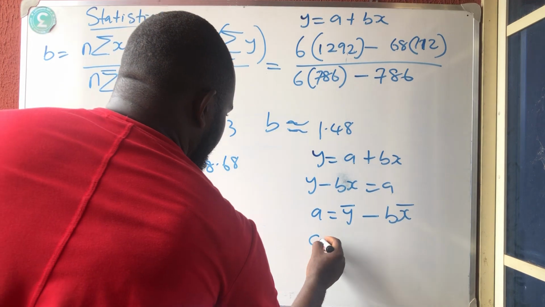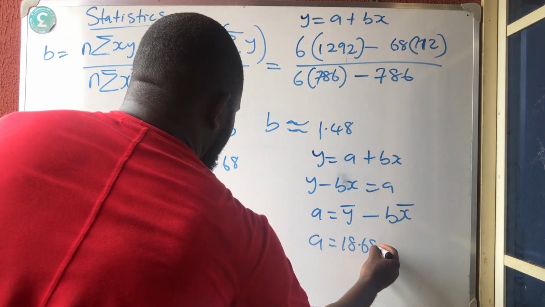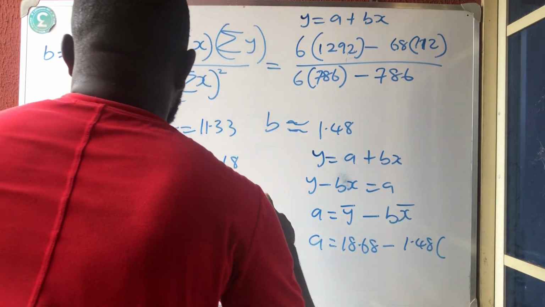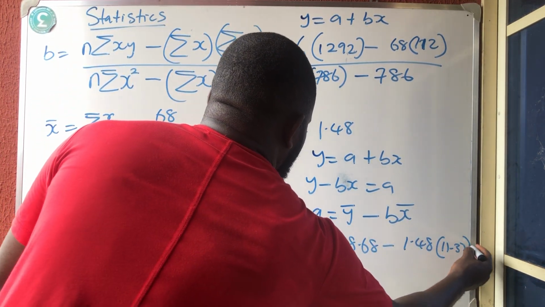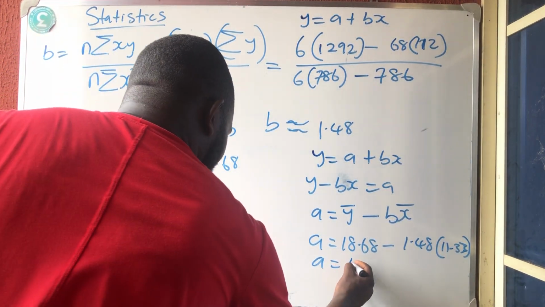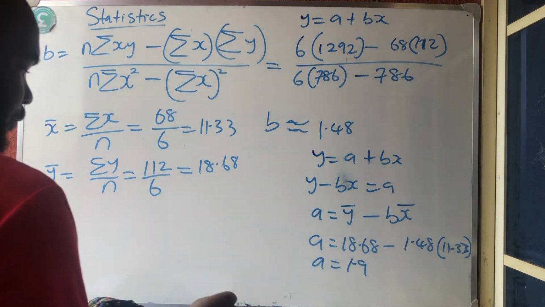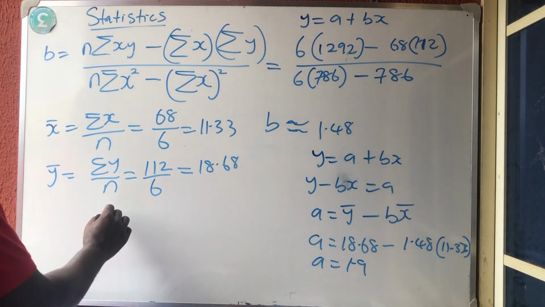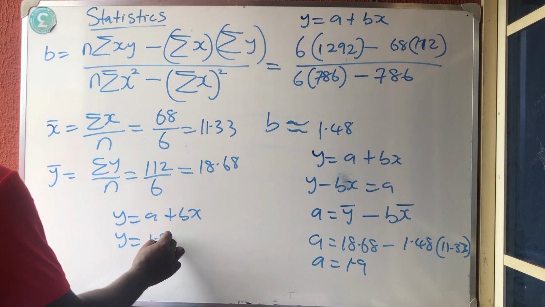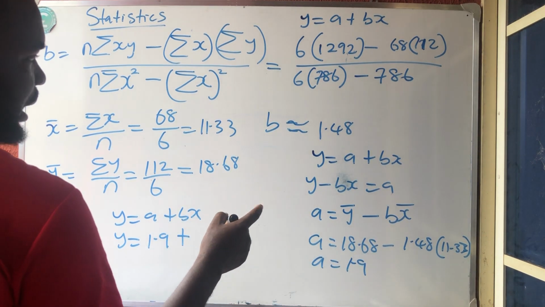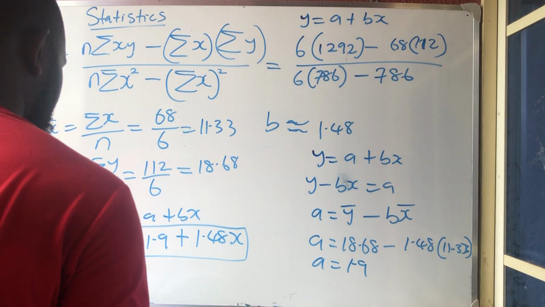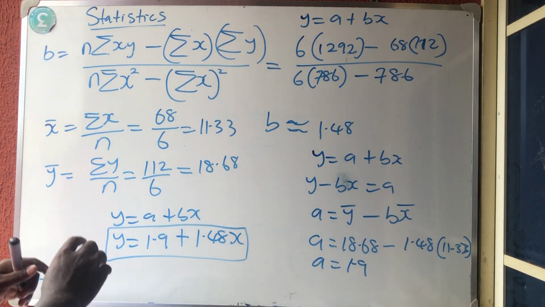So to get my a will now be equal to what? 18.68 minus, I've gotten my b to be what? 1.48 bracket, my x bar to be what? 11.33. So therefore my a is equal to 1.9 if you do everything. So therefore the relationship they are asking me, which is what? Y is equal to a plus bx, is simply y is equal to 1.9 plus, what is my b? My b gave me 1.48x. So this is what? The relationship between them. As simple as that. Okay.